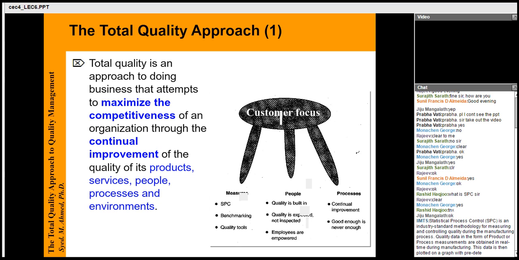So SPC is statistical process control. It's an industry standard methodology for measuring and controlling quality during the manufacturing process. Whatever product you are manufacturing, it is a quality monitoring process to ensure the quality part. Okay.